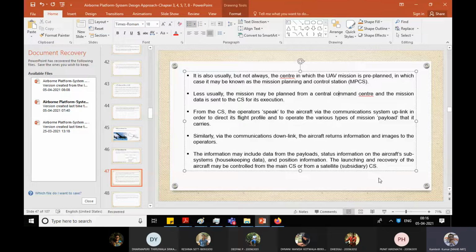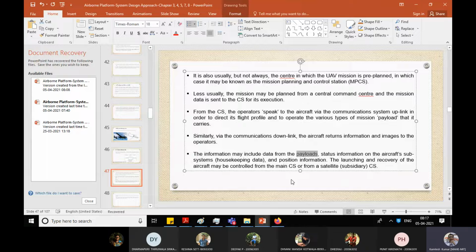If you are talking about the downlink, the information coming from the aircraft to your CS can be either payload related, or aircraft subsystem related information. That is the status information. If any fault is there, something is missing, or the link is not there, like a radio link miss, all those informations should be available. And position information. So this is navigation related, this is payload related, and the other is sensor activities, sensor data related.